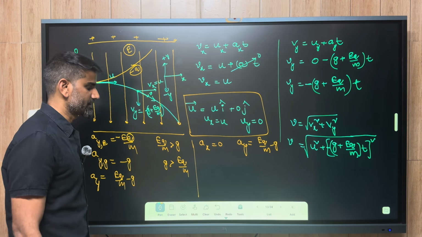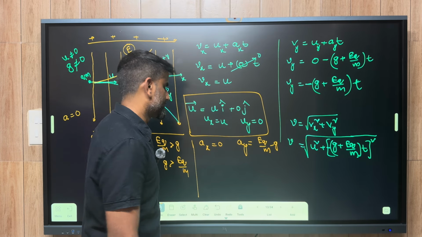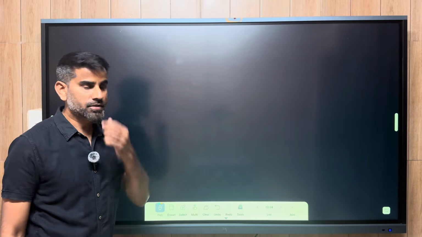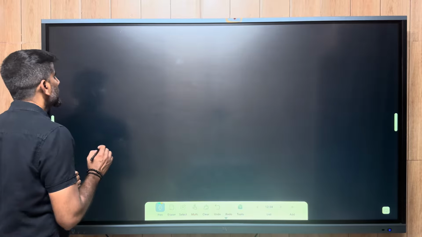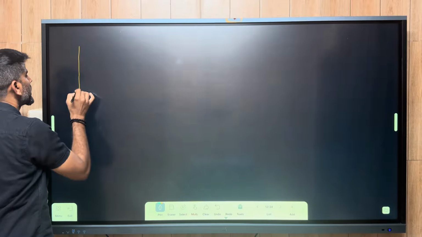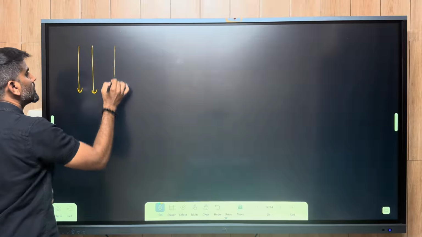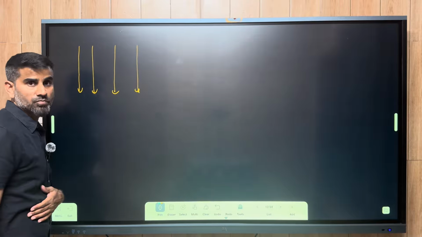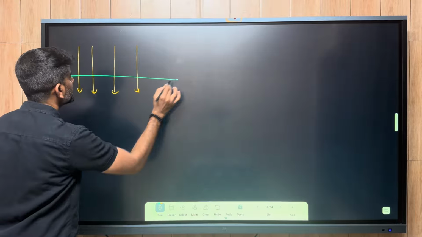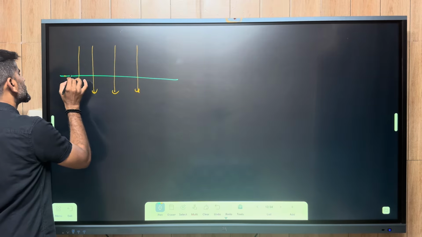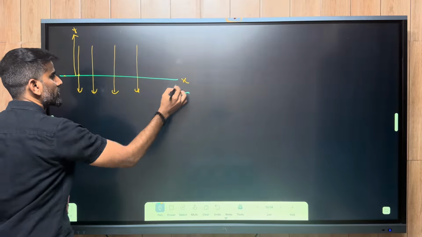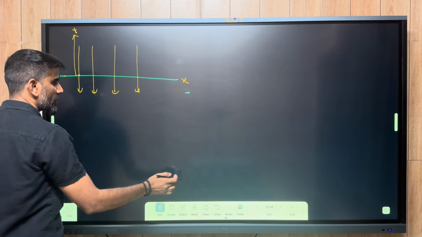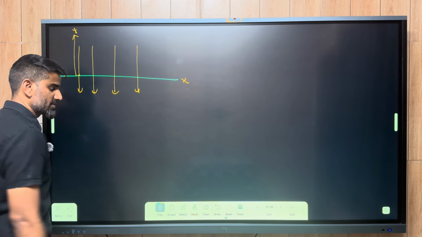Okay, right. Next case, oblique projection. In the next case, I'm considering oblique projection. I'm going to consider the field in the downward direction, and the horizontal axis is this one. The vertical axis is, let's say, this one. Y axis and x axis.